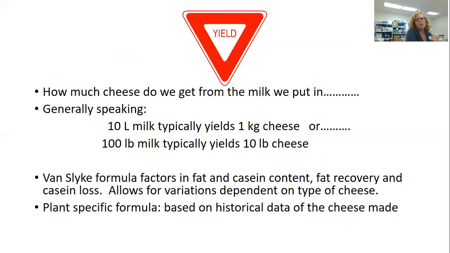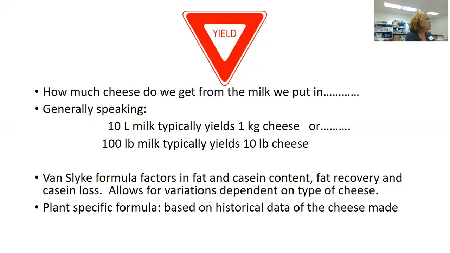So when we talk about yield, that is the amount of cheese we get out from the amount of milk we put in. In general, for cheddar cheese, it's about a 10% yield. So if we have 10 pounds of milk, we get 1 pound of cheese. If we have 100 pounds of milk, we get 10 pounds of cheese, and so on. There's a formula called the Van Slyke formula that's fancy, and it talks about fat and casein content, how much fat you recover, how much casein you lose.